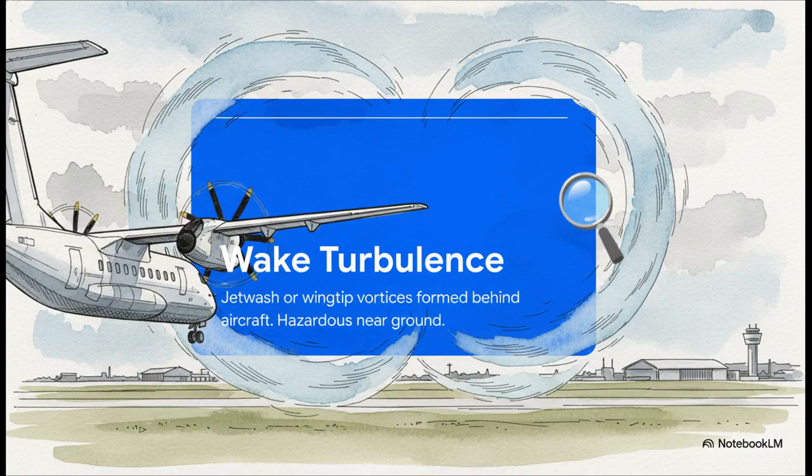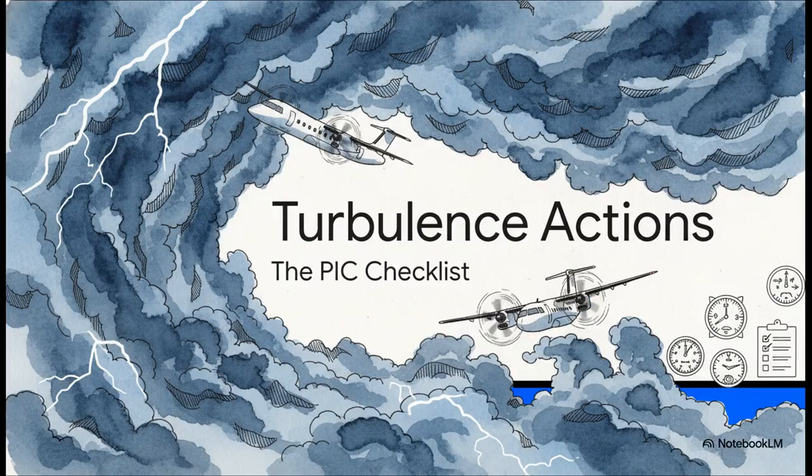And finally, the W, wake turbulence, which most of us just call jet wash. This forms behind an aircraft as it passes through the air, and it mainly consists of these really dangerous wingtip vortices. What makes this so incredibly lethal is that it's especially hazardous near the ground during takeoff and landing. If you get caught in wake turbulence at a low altitude, the aircraft's proximity to the ground makes a timely recovery highly unlikely.